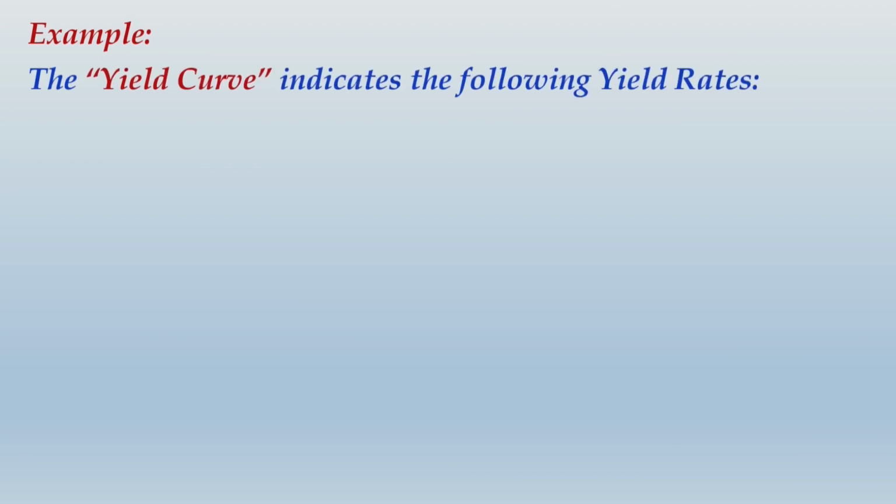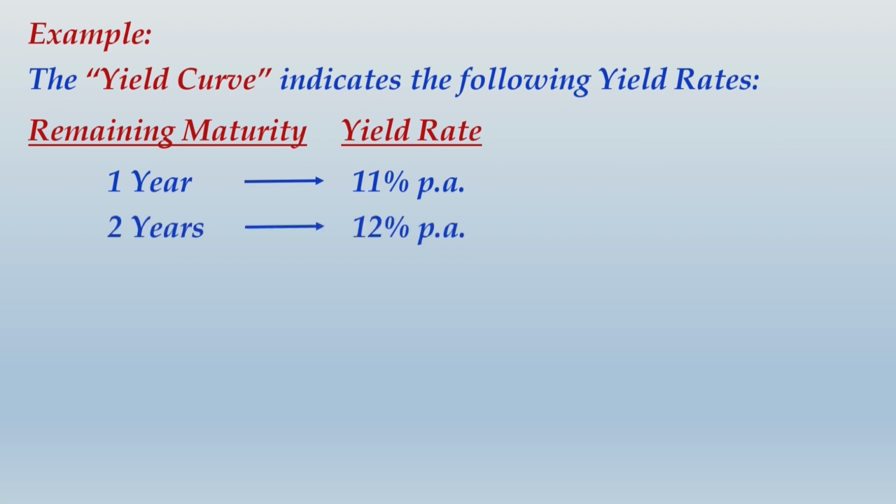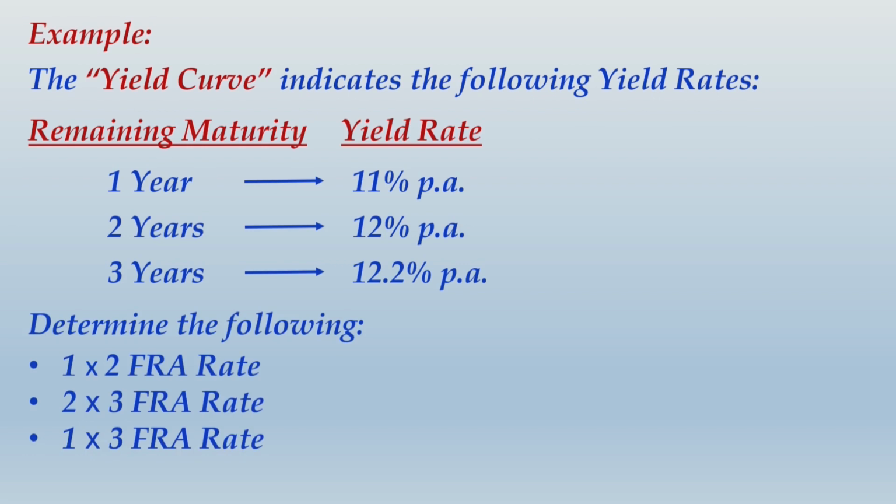The yield curve indicates the following yield rates. So you have remaining maturity and yield rate. So 1 year remaining maturity, say it is 11% per annum. 2 years remaining maturity, it is 12% per annum. 3 years remaining maturity, it is 12.2% per annum. Now the example is further asking you to determine the following, that is 1/2 FRA rate, 2/3 FRA rate and 1/3 FRA rate. Alright friends, I am sure you would have finished writing the whole thing.